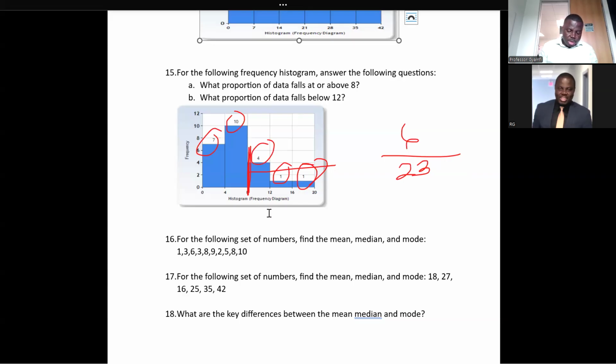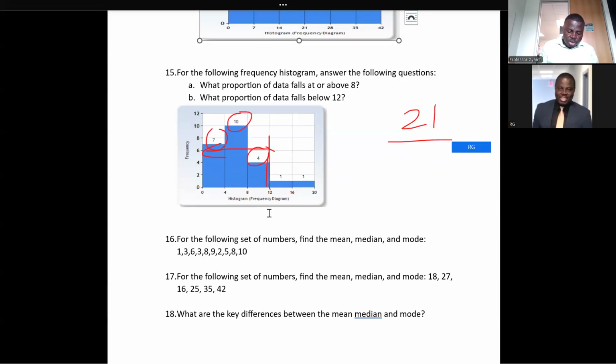The last one is B, and that you're going to have what proportion of data falls below 12. So again, this is 12, so we are looking at below 12. So I've got 4, 10, and 7, which is 21, over a total of 23.